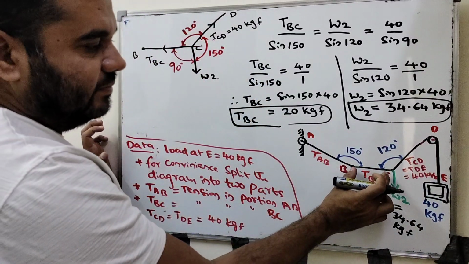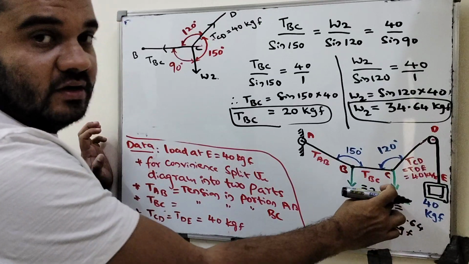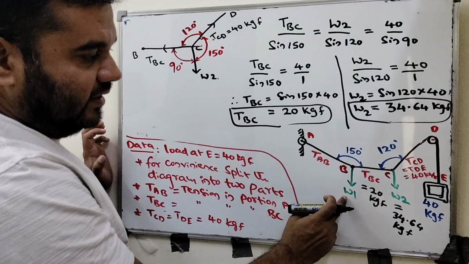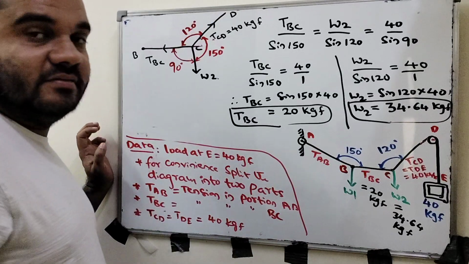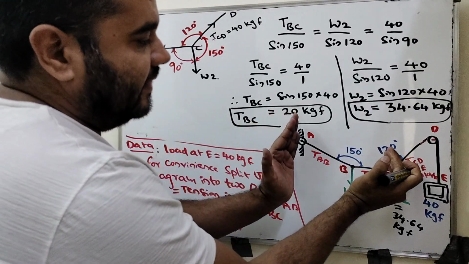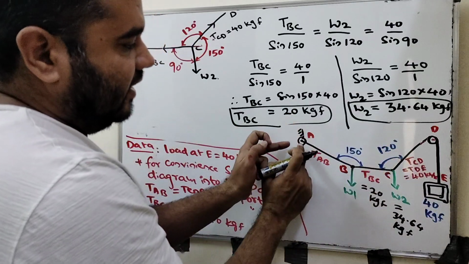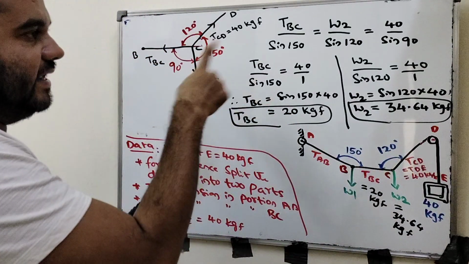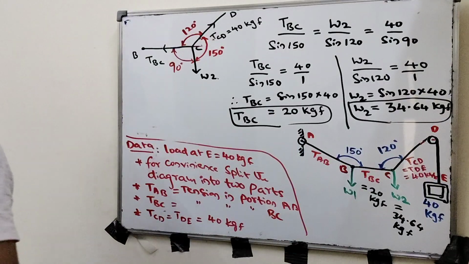We found the tension in the string BC and we found the load W2. Now the remaining are W1 and the tension in AB, right? These two we have to find out. For this one, go for the next split diagram, ABC, same as this. Now we will go for the second diagram.